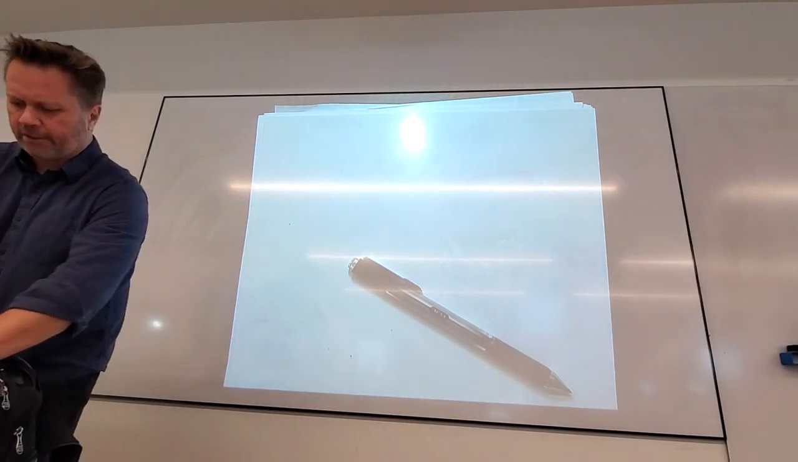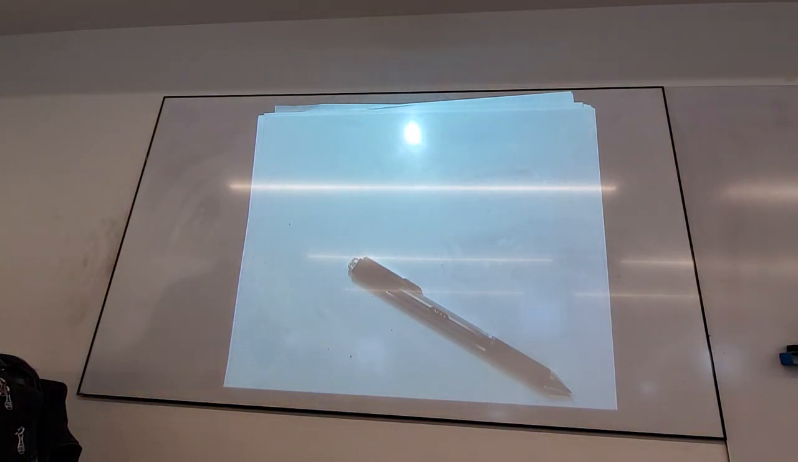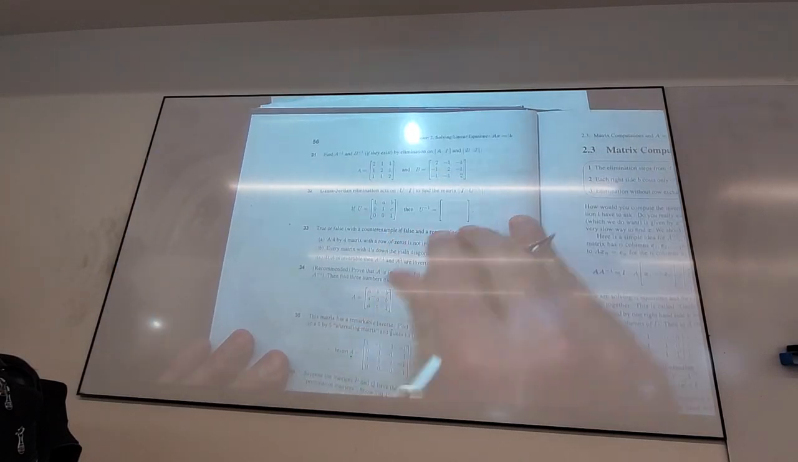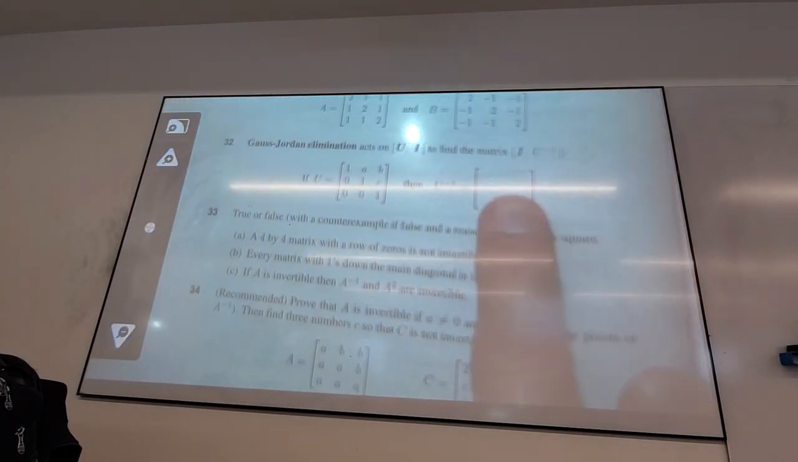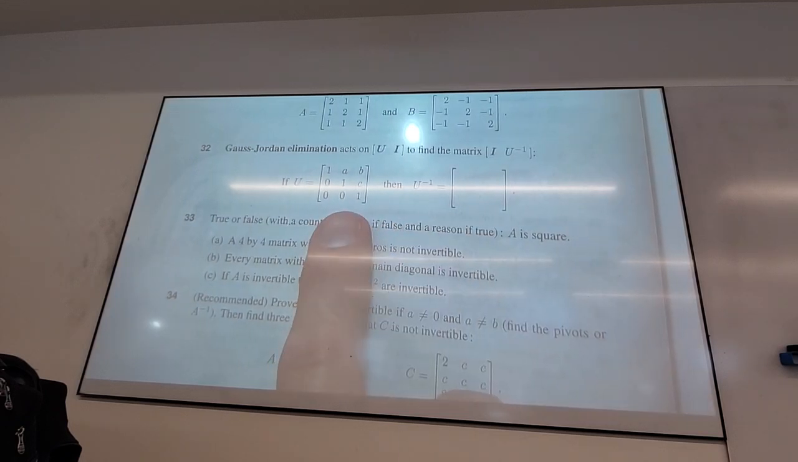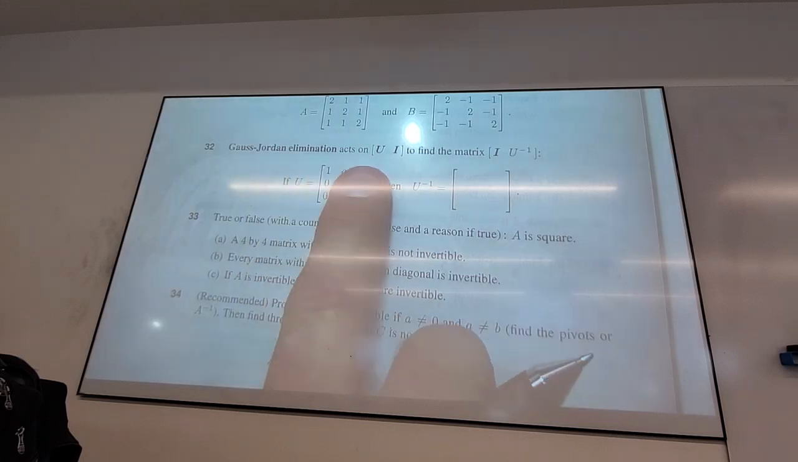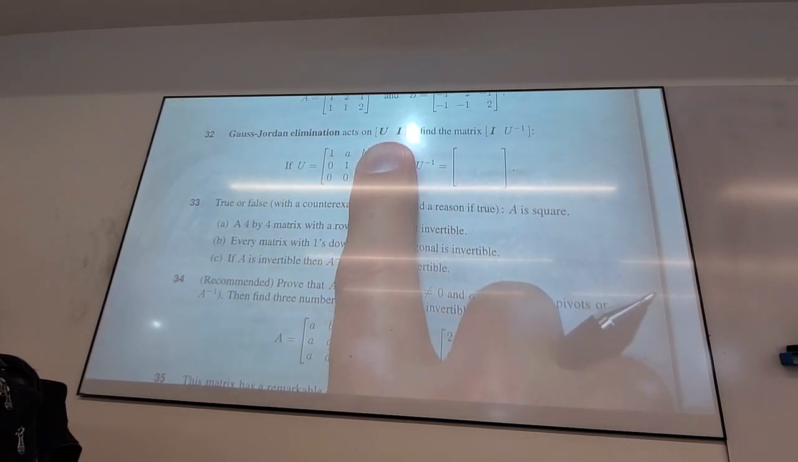Where did I put my, there they are. Section 2.2? Yeah. 32. Oh yeah, okay, this is what we were talking about. Of course, the way he says this is kind of strange. Hopefully you guys have picked up on what he means by this.